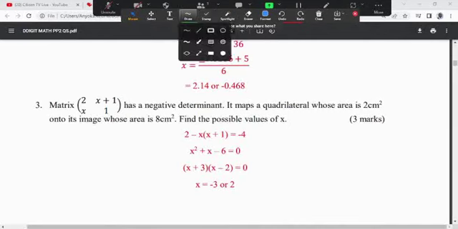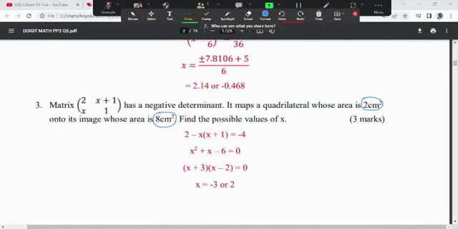Question 3. A question on matrices. Matrix 2, x plus 1, x and 1 has a negative determinant. It maps a quadrilateral whose area is 2 square centimeters onto its image of 8 square centimeters. Find the possible values of x.